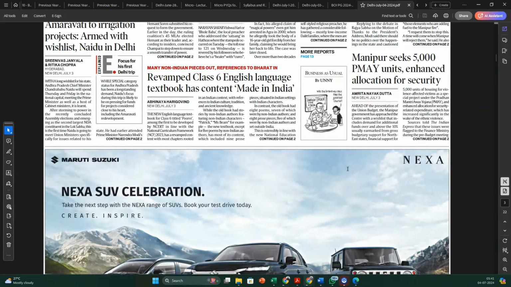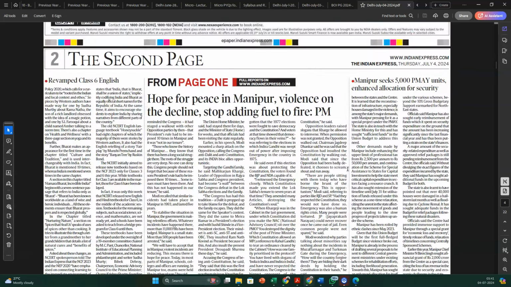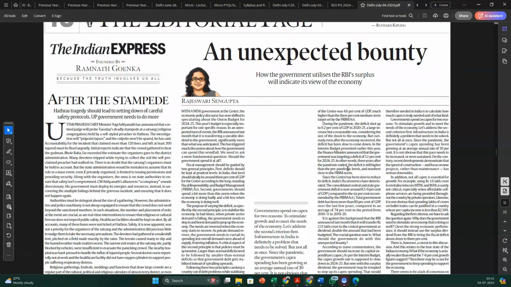Now, as I said, let's go to the meat of the newspaper. Let's come to "An Unexpected Bounty". Now, this is very, very important again, an article. These are articles especially for people like economics optional. You should have this kind of article ready with you, because they give you an analysis into the economy, and this is the kind of analysis that you also need while you are preparing for your exam.